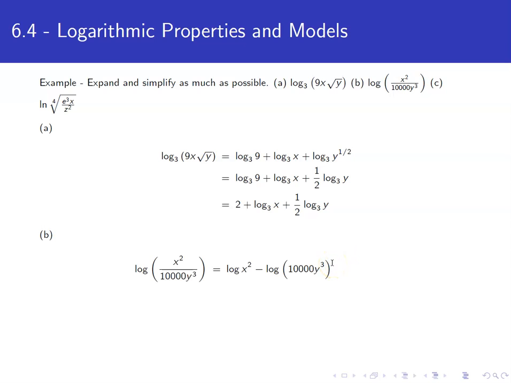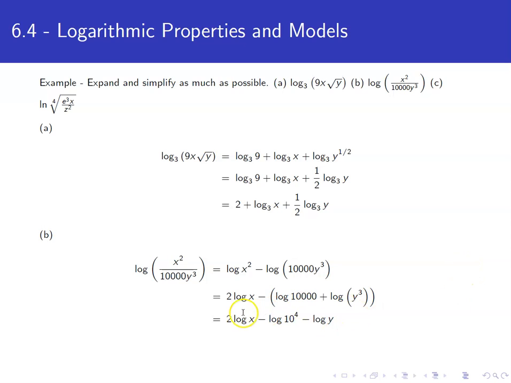The second part asks us to simplify log of x squared over 10,000 y cubed. So first, we have a quotient. So I can break that up as a difference. We get log of x squared minus log of 10,000 y cubed. We now have a product in that second term. We can rewrite the product as the sum of the logs. So we get log of 10,000 plus log of y cubed. And we need to make sure we put parentheses around that whole thing because it's the log of this that is being subtracted. So I need to do minus each of the individual logs.